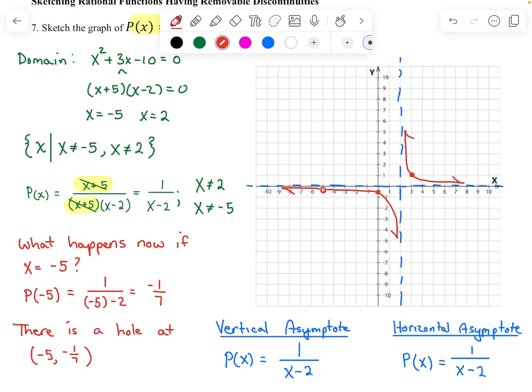And this is the graph of p of x is equal to (x + 5) divided by (x squared + 3x - 10). And we are done.